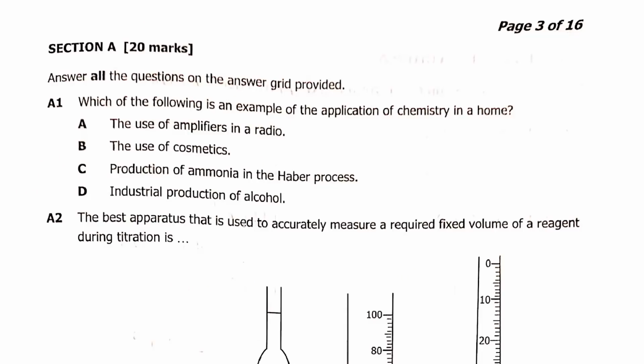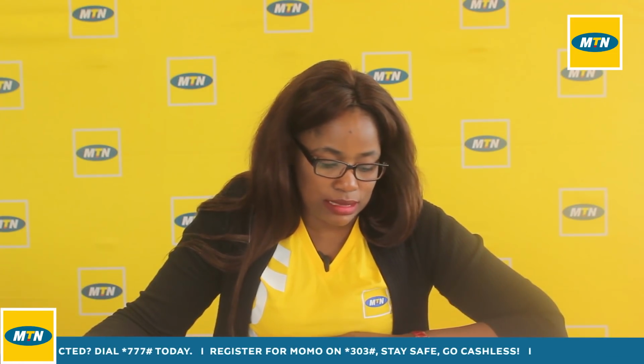Question 1. Which of the following is an example of the application of chemistry in a home? We have 4 options there. The use of amplifiers in a radio, the use of cosmetic, production of ammonia in the Haber process, industrial production of alcohol. The correct answer is B. When we talk about home, we can't talk about production of alcohol or production of ammonia or use of amplifier in a radio. So the correct answer is B, which is the use of cosmetics.